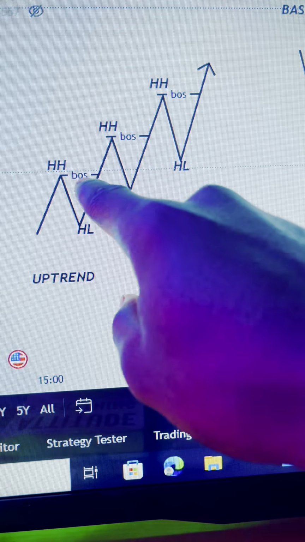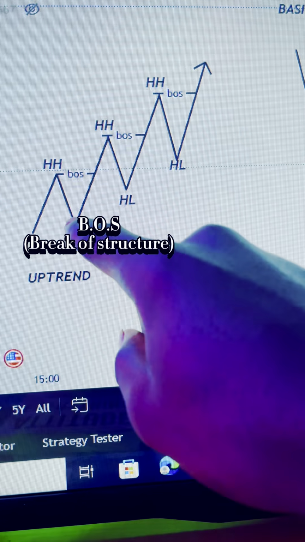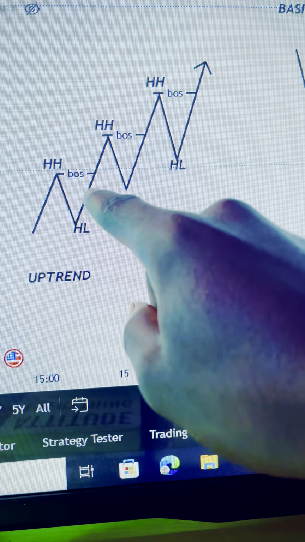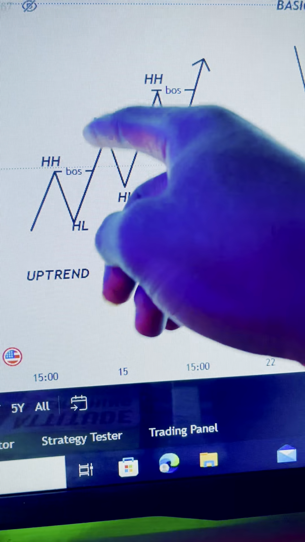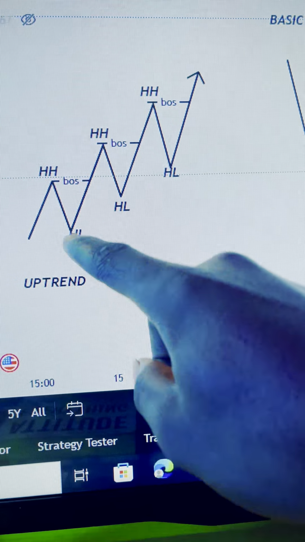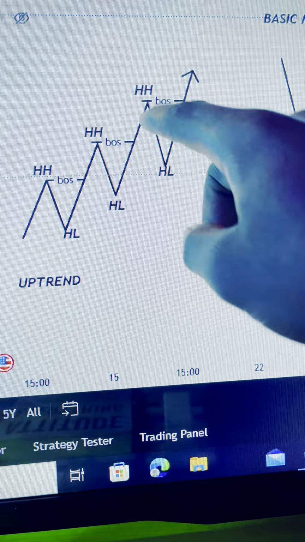BOS simply means break of structure. This means the market has broken the higher high here and has gone up to make another higher high. The reason this is called a higher high is because this high is higher than the previous high. This is called a higher low because this low is higher than the previous low. So an uptrend is made up of higher highs and higher lows.